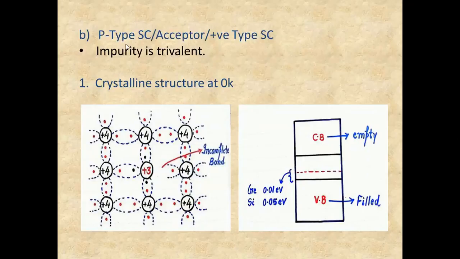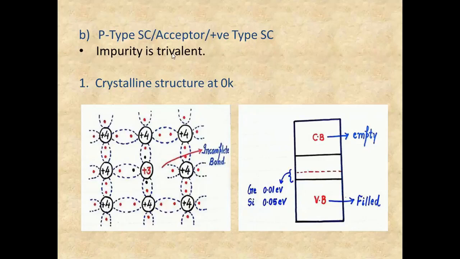Moving to B, that is the P-type semiconductor, acceptor, or say positive type semiconductor. If you heard my N-type semiconductor explanation, it will be very easy for you to go through the P-type semiconductor, and it's almost the same. The differences I'll let you know one by one. There we had the impurity as pentavalent, but here it will be trivalent. It is an acceptor because it will try to accept electrons to complete its bonding, and when something accepts, it gains a positive charge, so it's a positive type semiconductor.